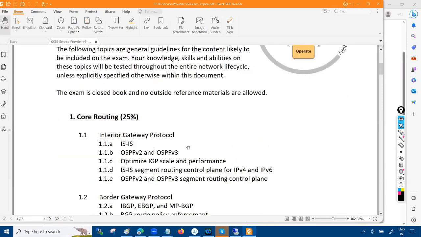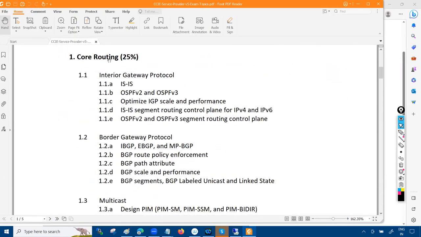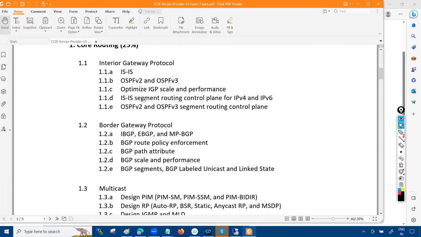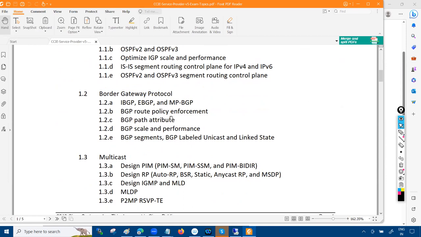If you see, 25% is core routing, which deals with IS-IS, OSPF version 2 and version 3, that's for IPv6, how you can optimize your protocol, tuning the timers, and how we can deal with segment routing in the IS-IS protocol and OSPF too. Then we go to the BGP protocol, how we can do BGP LU. BGP LU is different in iOS and iOS XR.